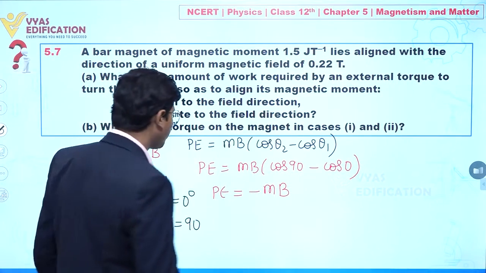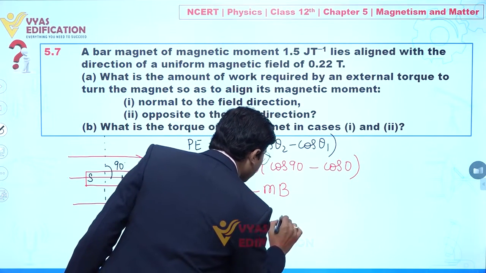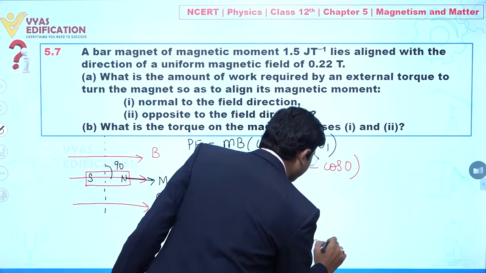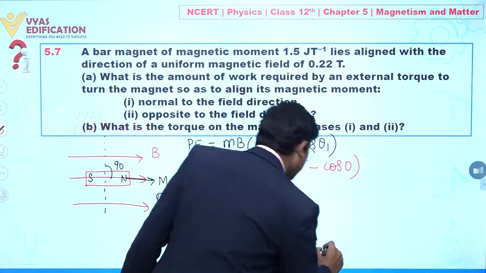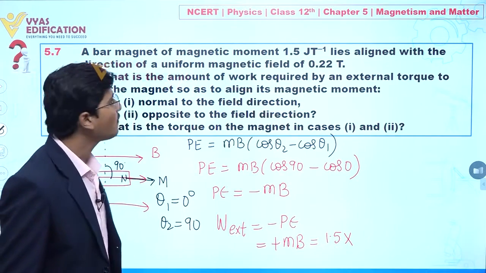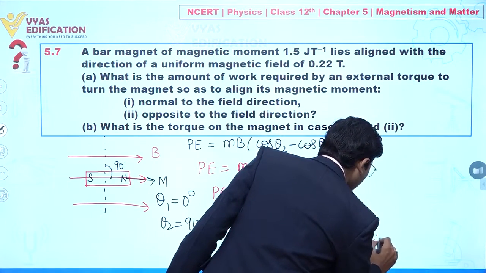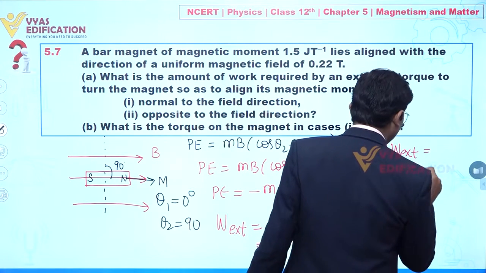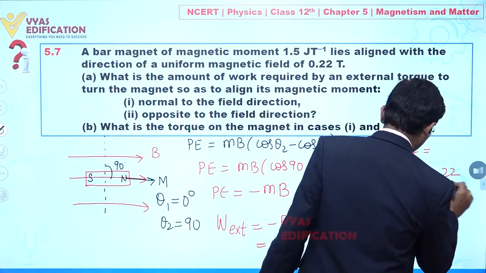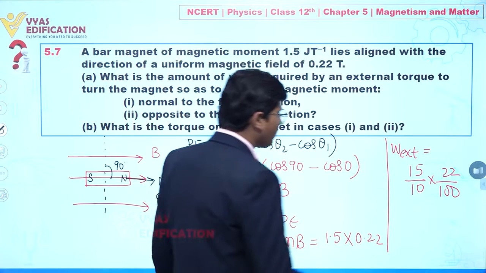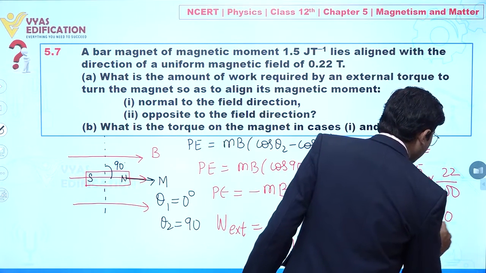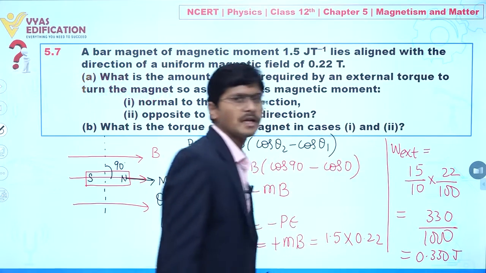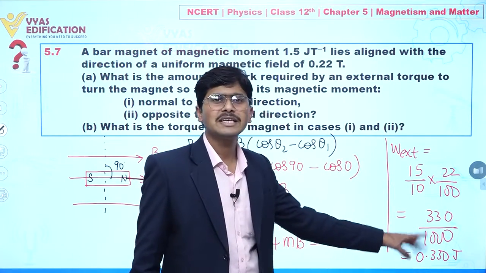So what is the amount of work done? We can say the total external work done is given by minus times the change in potential energy, or equal to plus mB. Clear? Now the value of magnetic moment is given to you as 1.5, multiplied by the value of B, which is given as 0.22. Clear? So the external work done, W external, is given by 15 divided by 10 multiplied by 22 divided by 100. Clear? If you multiply, we have 330 divided by 1000, so 0.330, and this value is in joules. Clear? So this is the external work done.